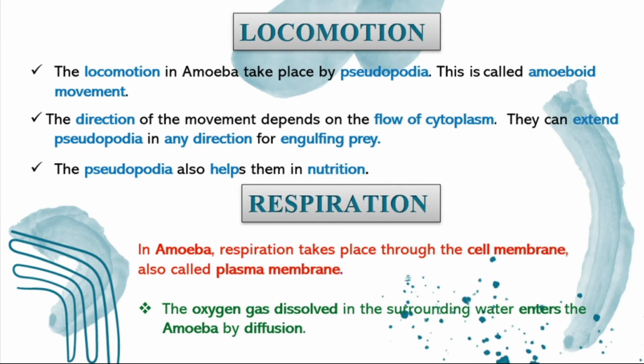Oxygen gas dissolved in the surrounding water enters the amoeba by diffusion. Once the cell membrane ruptures, the waste product or undigested food is thrown out. At that time the dissolved oxygen present in the water is exchanged through the cell membrane.